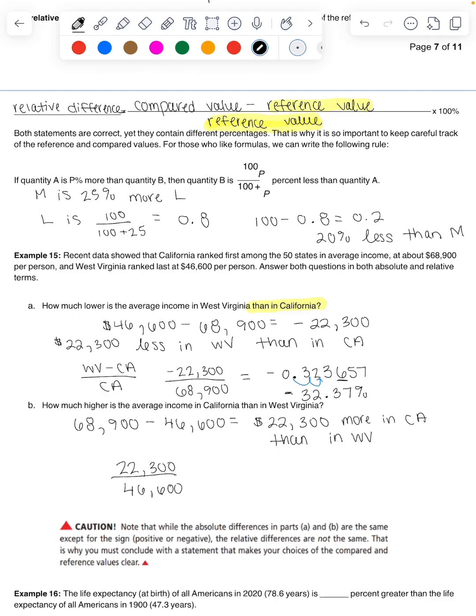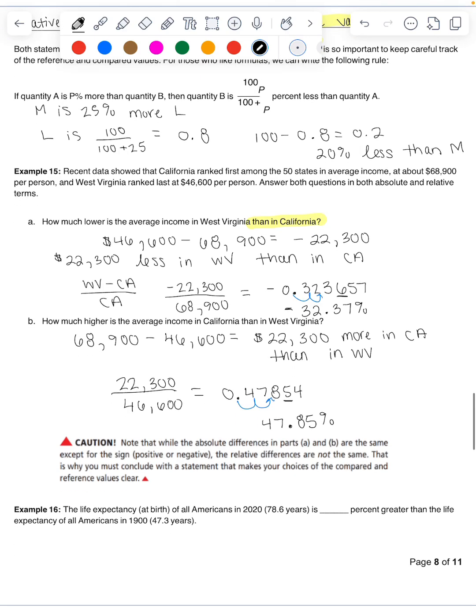And I get 0.47854. I'm going to multiply by 100, which means that I move the decimal 2 places. 47.85. The 5 does not go up because the 4 after it is less than 5. So 47.85% higher in California than West Virginia.